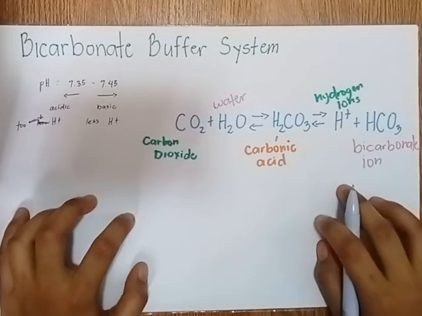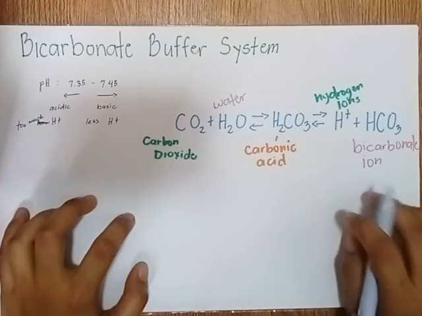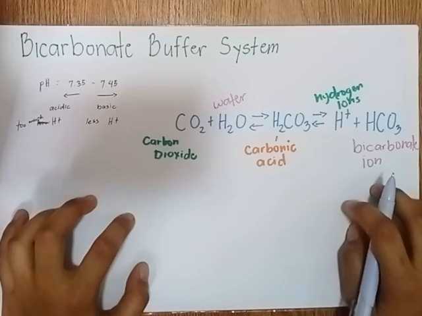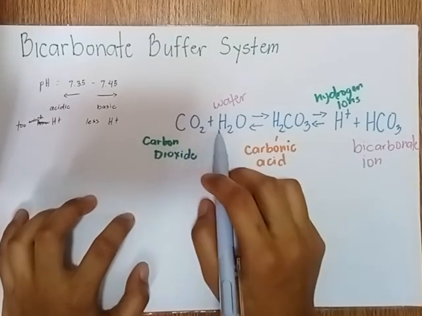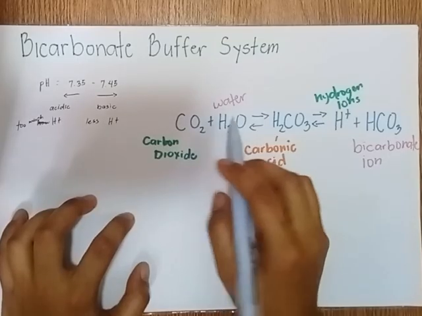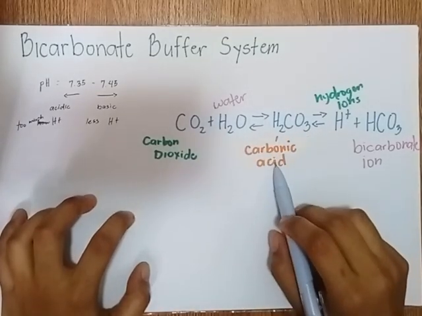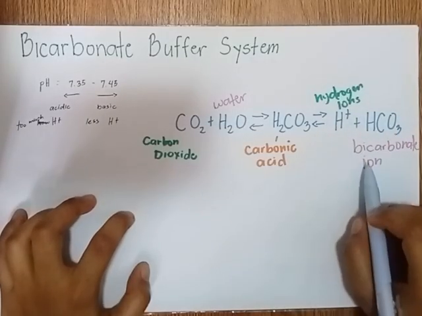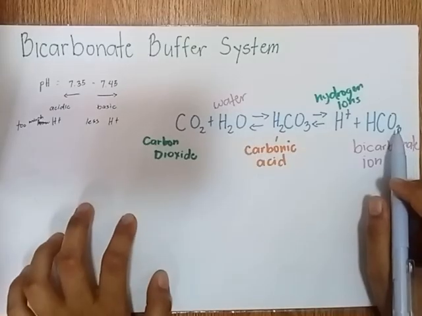This equation right here is the bicarbonate buffer equation, and this is the most important buffer in our body. The CO2 here is carbon dioxide, H2O is water, H2CO3 is carbonic acid, H+ is the hydrogen ions, and the bicarbonate ion is this HCO3.